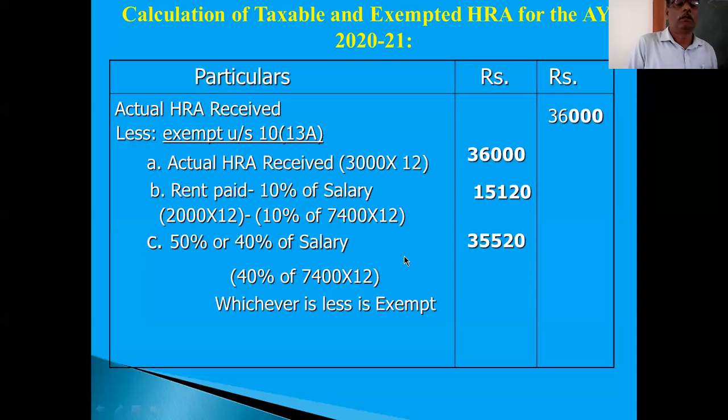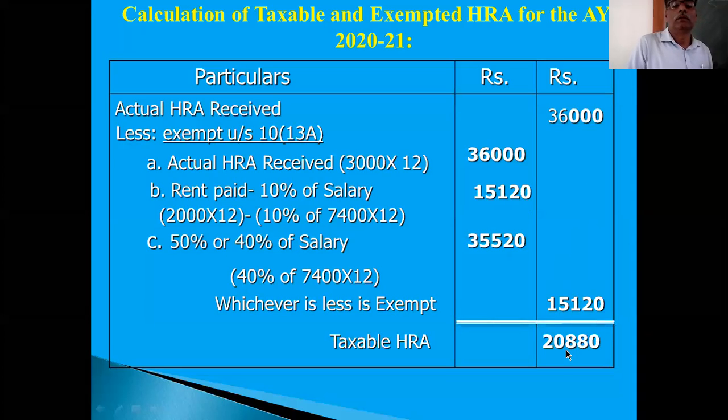Least of the 3 is exempted and remaining balance is taxable. Whichever is less. Out of these 3, 15,120 is the least. You deduct the 15,120 from the total HRA received. Remaining balance is 20,880. This is the taxable HRA.